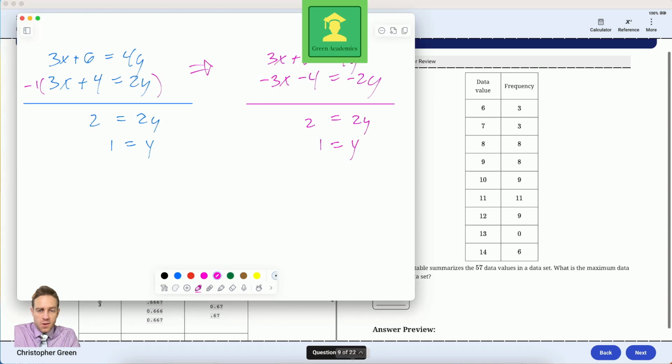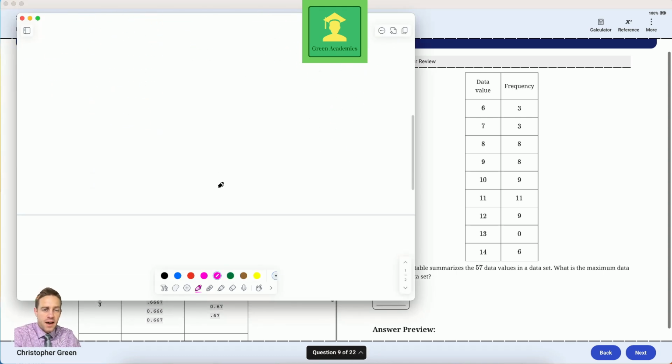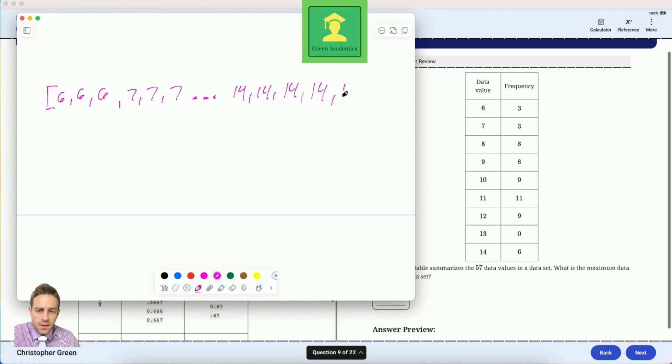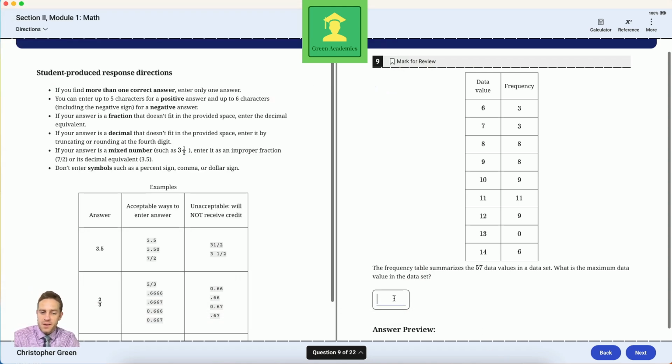So just to be crystal clear, if you were to write these out, it's a set of data that starts with 6 happening 3 times. So 6, 6, 6, and then 7 happening 3 times, and so on. And it ends with 14 happening 6 times. So the maximum value in the set is simply 14. That's basically a trick question.